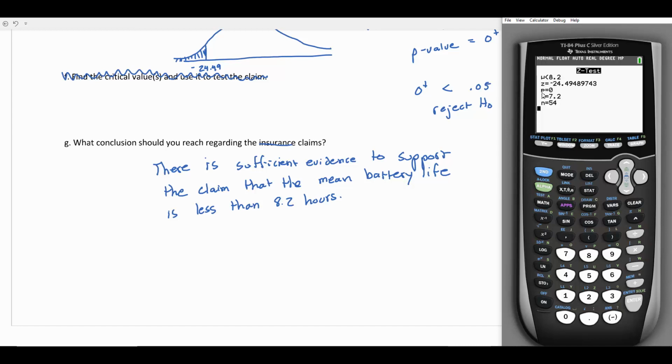But do beware on the test. I probably will ask you to calculate a critical value or a test statistic like this, negative 24.49. I'll probably ask you to calculate that by hand, or I might ask you to calculate a p-value by hand. So be prepared to do some parts of the hypothesis test by hand and use your calculator as a means to verify that you did it correctly.